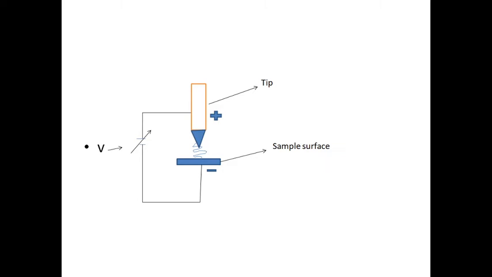Now see here, in scanning tunneling electron microscopy, we have a specimen, and we also have a tip. This is the tip, and this tip is made of metal with high conductance, and this tip is responsible for releasing electrons.